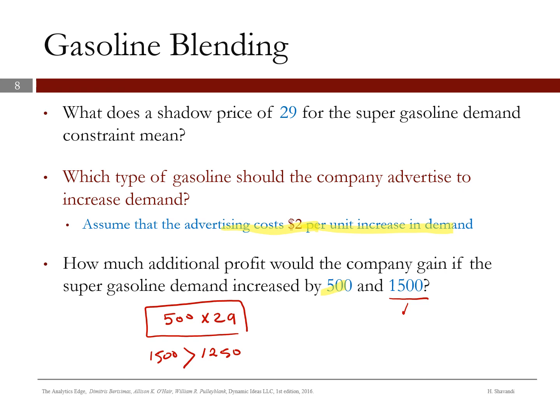So if we have changes in the range of allowable increase, we don't need to resolve the model, and by having the shadow prices, we can obtain how much that increase in the right hand side will impact the objective function. But if the increase is beyond that range, we need to resolve the model in order to obtain a new optimal solution. Okay, thank you.